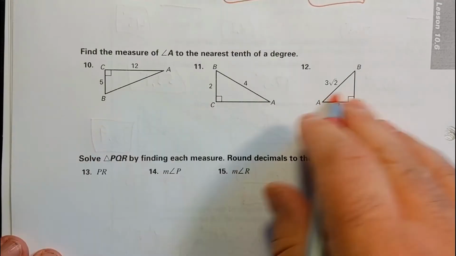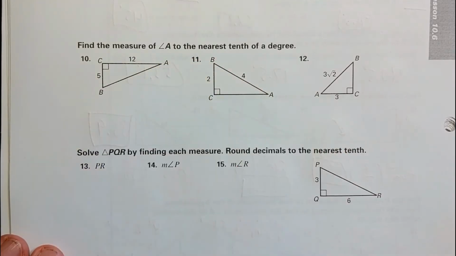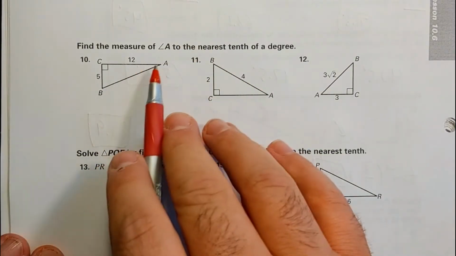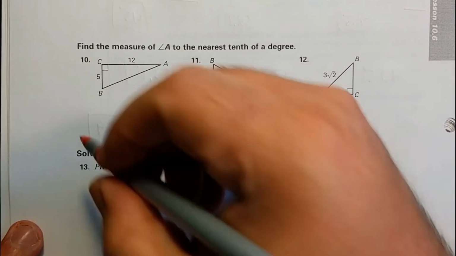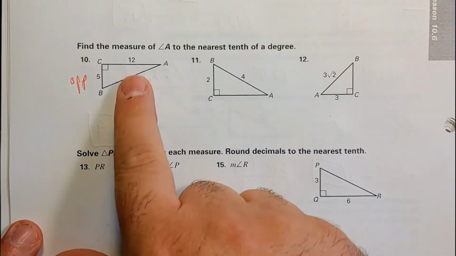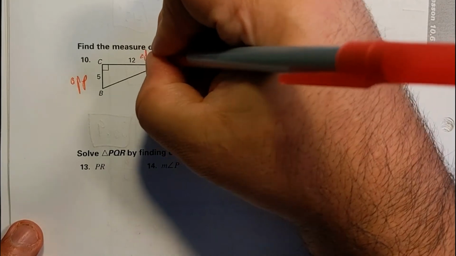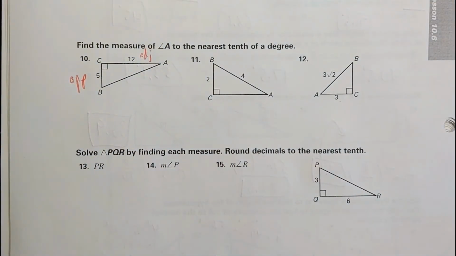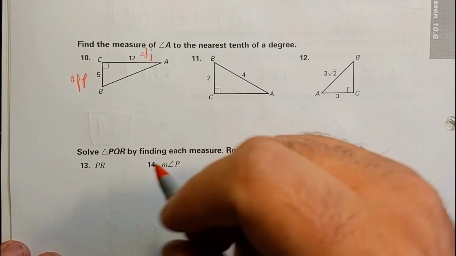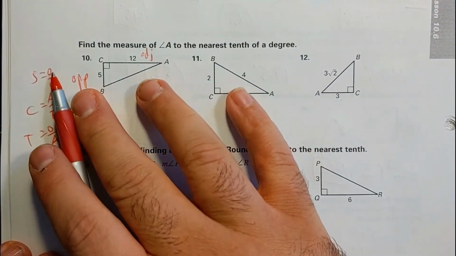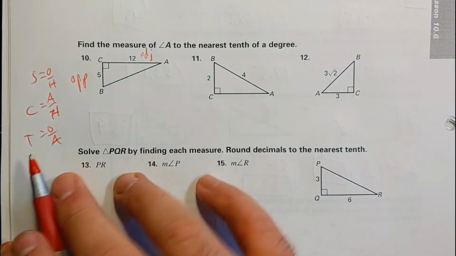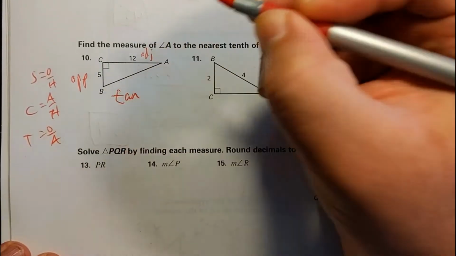Next problem says find the measure of angle A. So right here we have to make our decision on what do we have and what can we use. So from A, 5 is your opposite and 12 is your adjacent. We don't have the hypotenuse. For opposite and adjacent, if we're thinking about SOHCAHTOA, the one that has opposite and adjacent is tangent. So that's how we choose to use tangent.